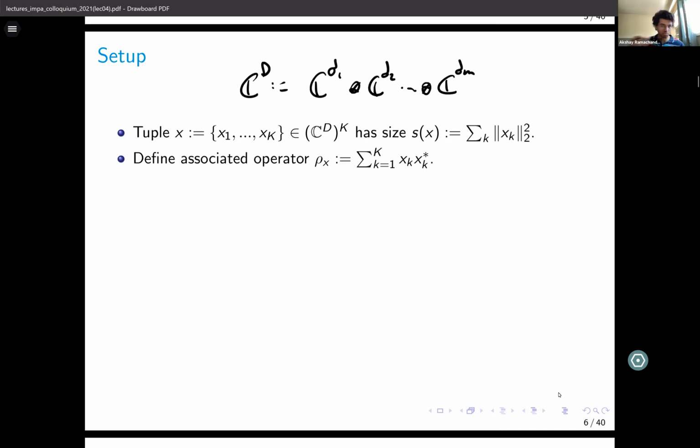And we're trying to do some sort of norm minimization thing again. So we define the size, which is the sum of squared norms, and we want to act on this operator that we get out. So last time we were studying row and column sums of the squared entries. Here we'll study certain balance conditions on marginals of this operator. Cool. So rho of x is just the sum of outer products of the tuple of vectors, and it's a matrix on the big space D. So these are elements of C to the D, and this is D by D.